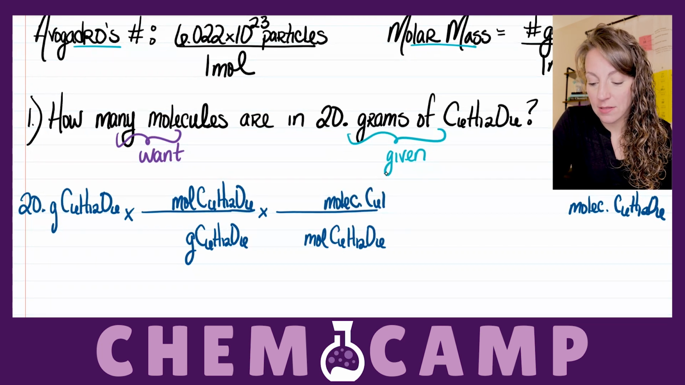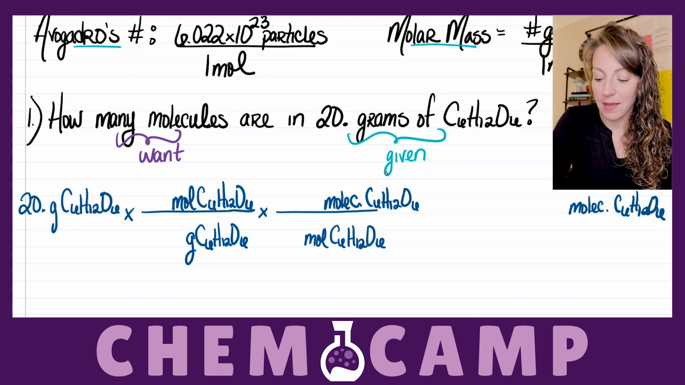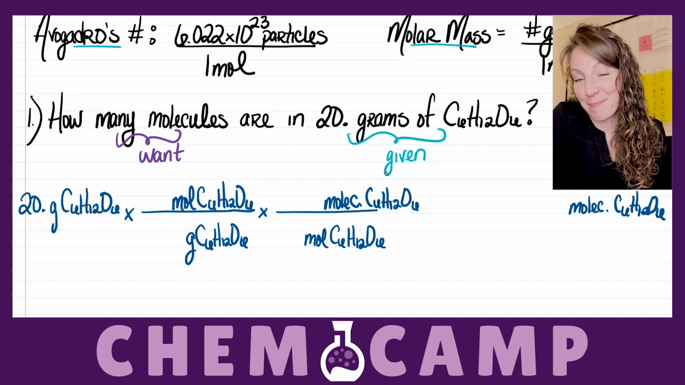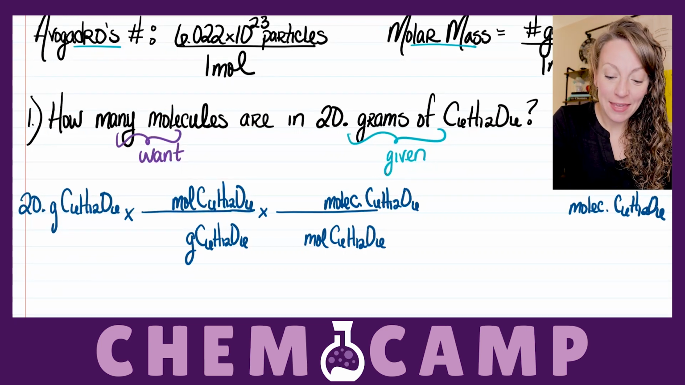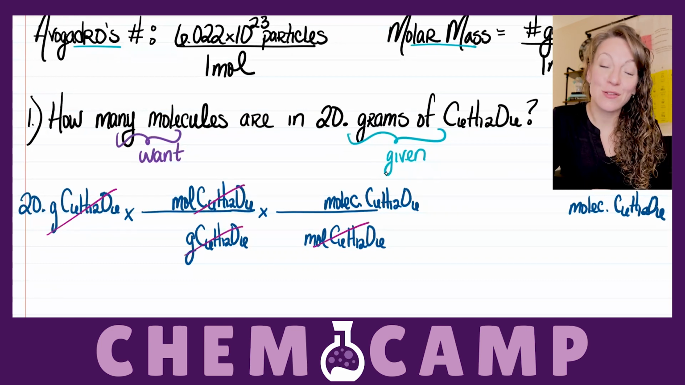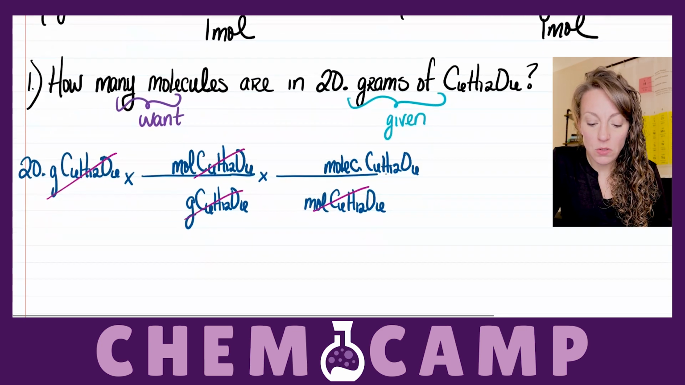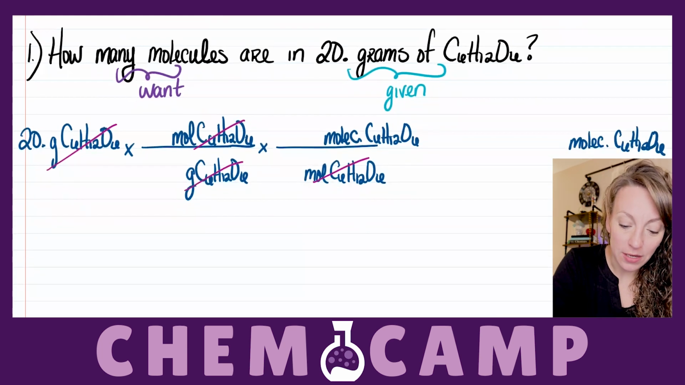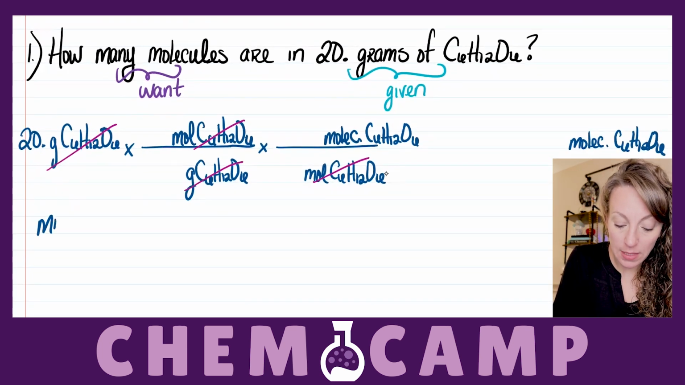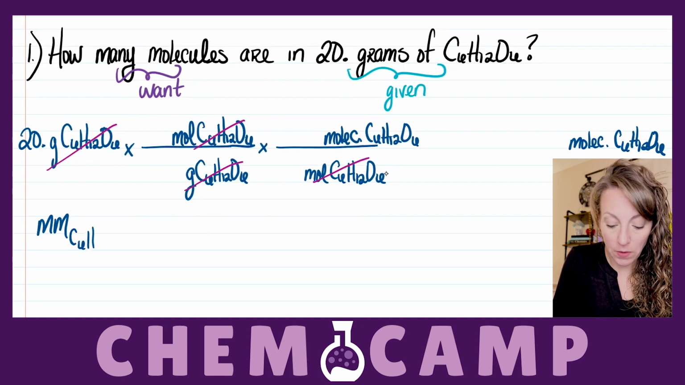So I can have molecule of C6H12O6 up top. So now that I've canceled the unit I was given and worked my way to the unit that I want, I know I've set up my ratios correctly, and now I just have to plug in some numbers. So for this first ratio, since it's grams and moles, that indicates to me that I need to calculate a molar mass for that particular molecule.